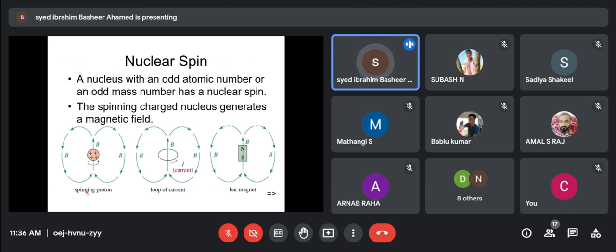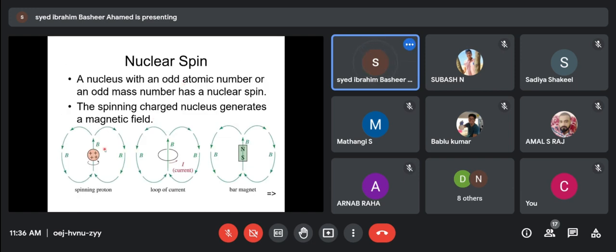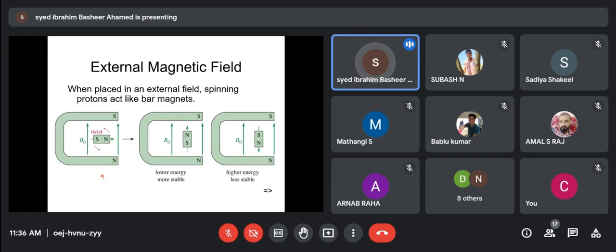Okay, the same effect that you can find in a spinning nucleus, which has an odd atomic number or odd mass number. When you keep a nucleus with an odd atomic number in an external magnetic field, it will behave just like a bar magnet. So you have a spinning nucleus and an external magnetic field. The magnetic field strength is B naught. It will twist the nucleus. The spin of the nuclei will be twisted.